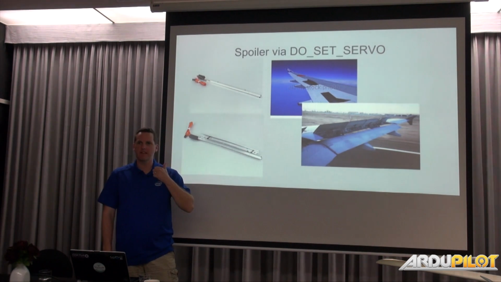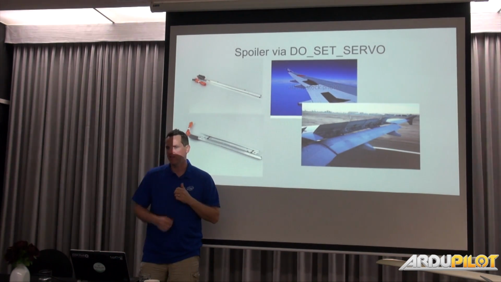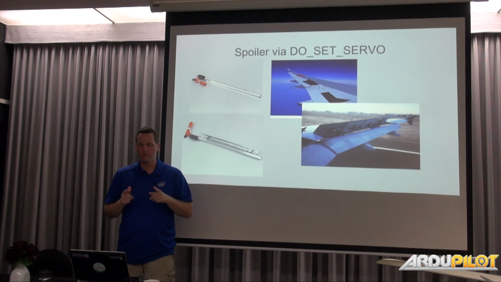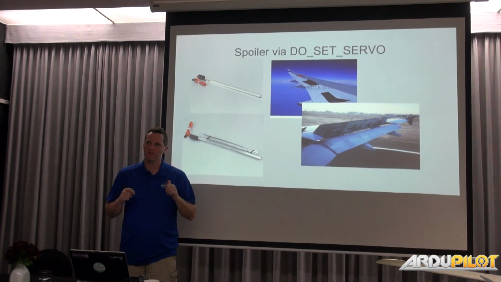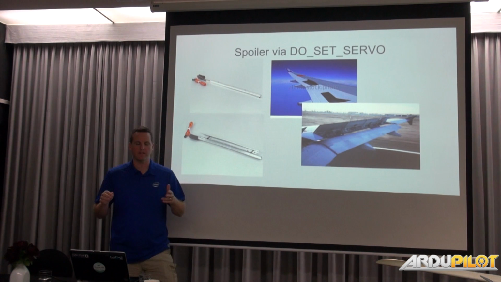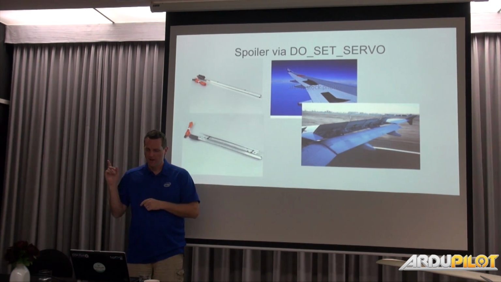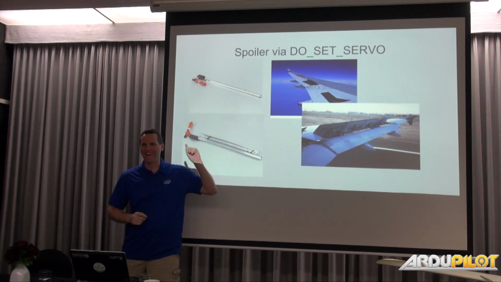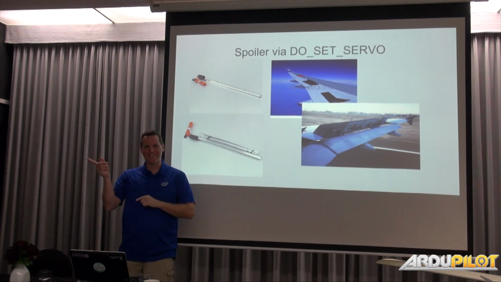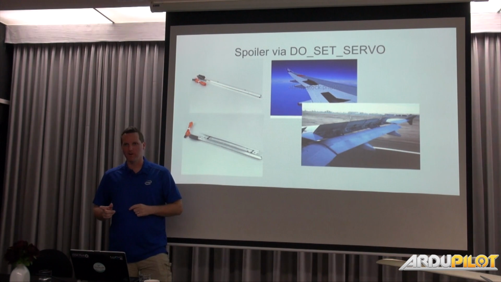So this one doesn't get much attention, but I wanted to at least mention it here. Using a DO_SET_SERVO, you can set spoilers on your aircraft. I've seen at least one that has the Hobby King, a little spoiler kit you can get, which is this picture here. But that is on the left. Right, it's a big one.